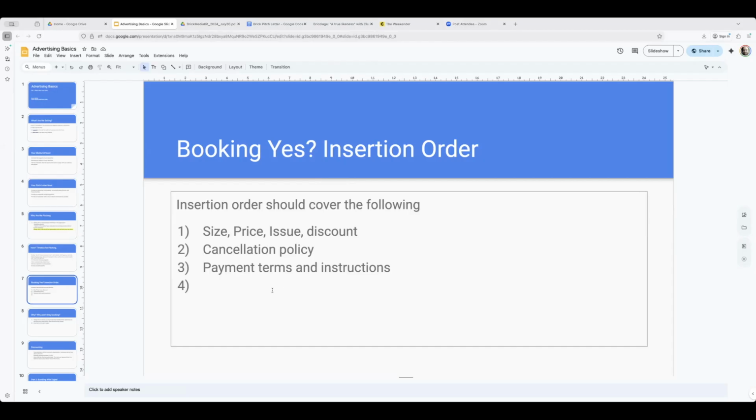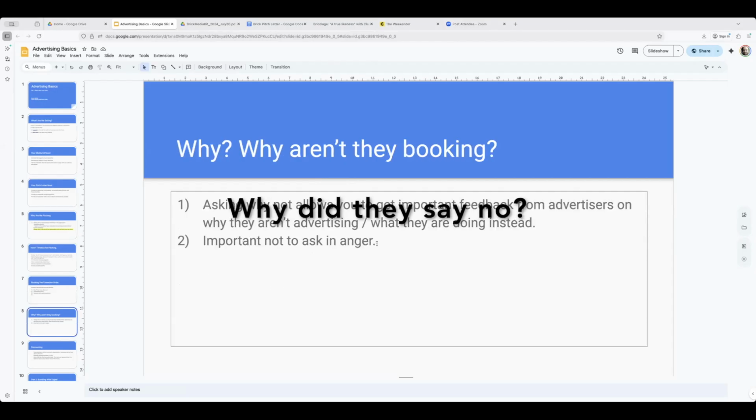Okay, so then we move on to the not so good news. This is the why. Why aren't they booking? And I really encourage people to ask if they're not booking. If you get through to somebody and they say, thanks for sending this, we're going to pass at this time, then it's a question of why.